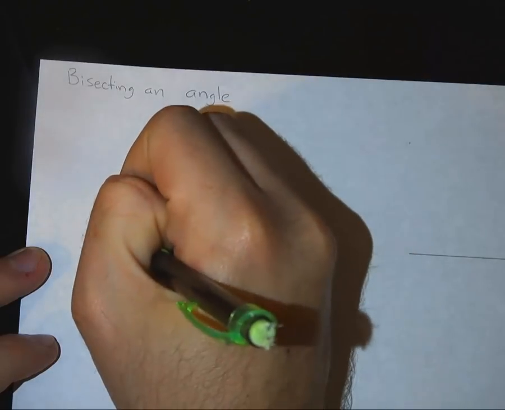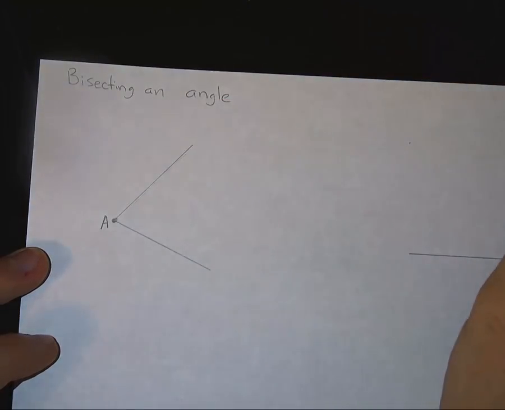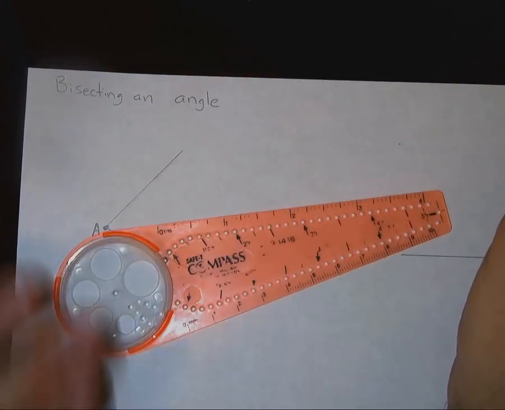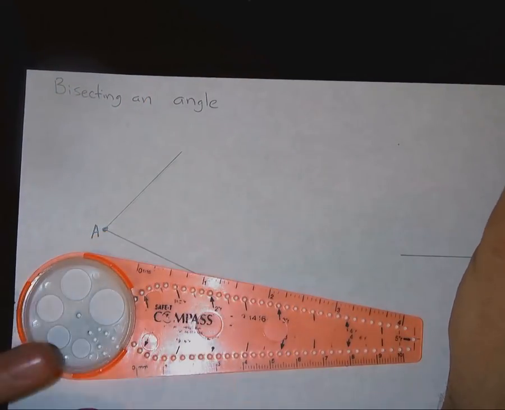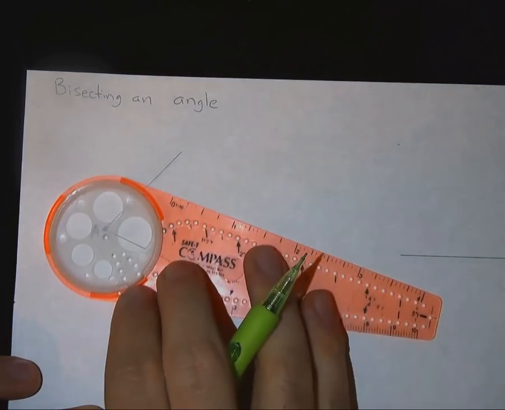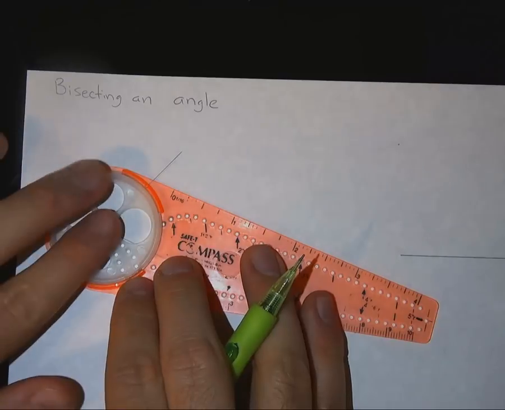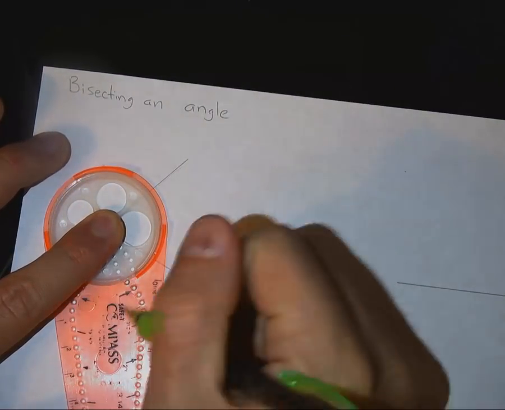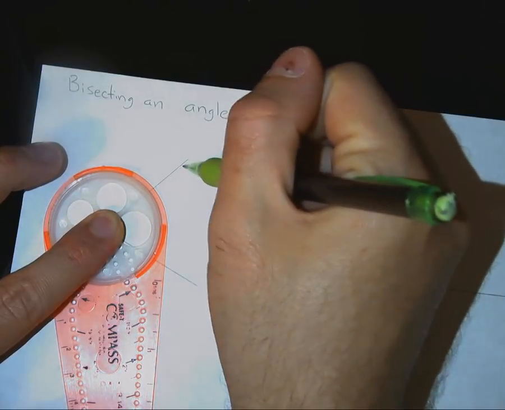Okay, so we're going to call this angle A, and we are going to draw with our compass. And I have a safety compass here. You'll need one of those and a nice sharpened pencil. We're going to put the center of our compass on A and draw a circle that intersects both of these rays.